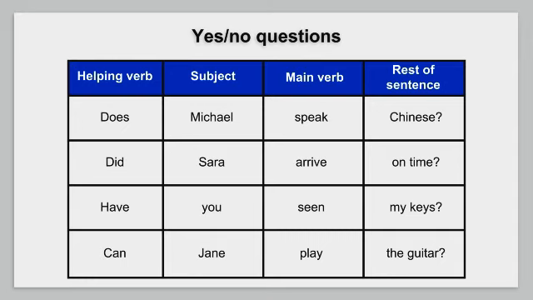To form a yes-no question, begin with a helping verb such as do, be, have, or can. Then add the subject, main verb, and rest of the sentence. Let's look at some examples.